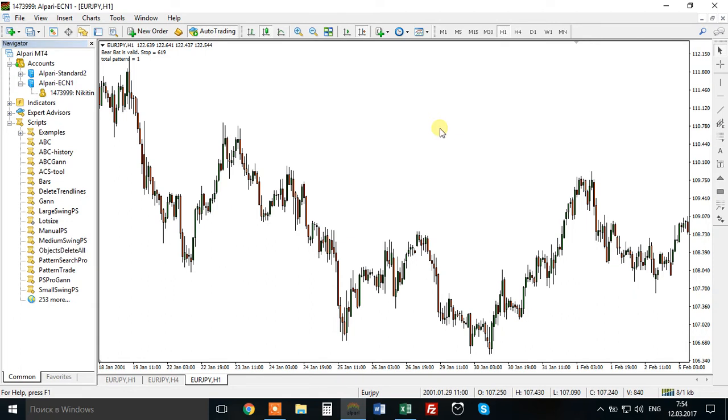The first date of this, what is it? 18 January 2001. So I am going to backtest 16 years in front of your eyes, Euro-Yen 1 hour. Last time I backtested 16 years of Euro-Yen godless patterns, and today I'm going to backtest bad patterns. So you are very welcome to have the full collection of patterns on Euro-Yen.